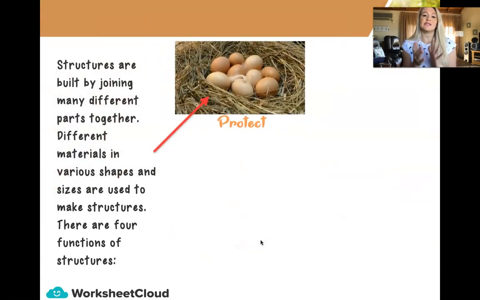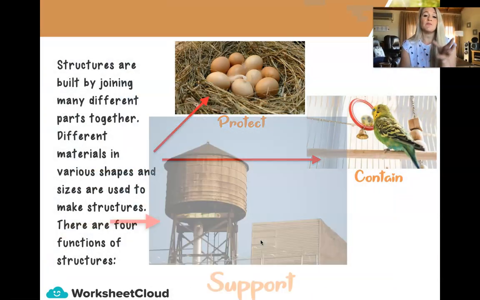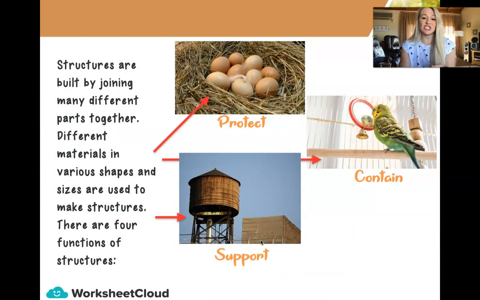So the first one is to protect. Structures are there to protect the organism, or to protect the creature, or to protect something, right? So the function of a structure is either for protection. The second function of a structure is to contain an organism, contain an animal of some kind. The third function of a structure is for support. So you also get structures that are made for support.